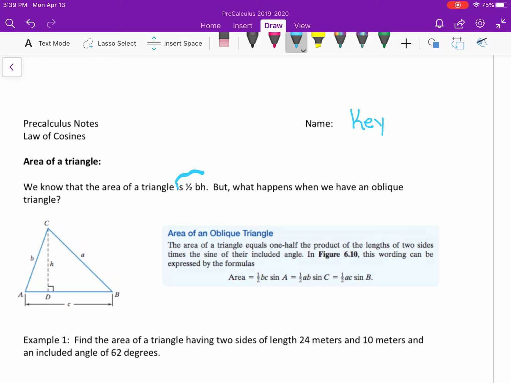We know that the area of a triangle is 1/2 base times height, what we're used to, but that works when you're able to have a right angle or able to draw a perpendicular bisector to have an altitude. So what happens if we have an oblique triangle? And here we have an oblique triangle.